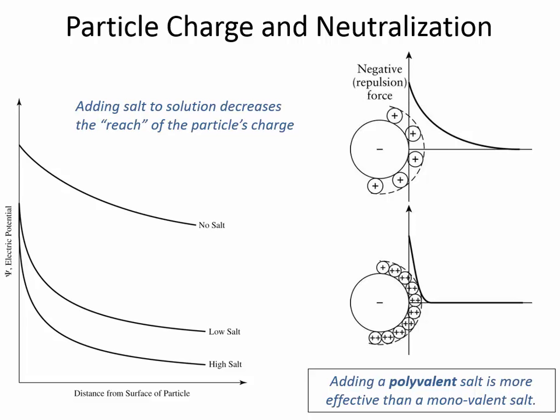What this figure is showing is it's not only how much salt, but also whether it's mono-, di-, or trivalent. And so the higher the valence of your salt, the more effective it is at neutralizing that negative charge. Yes?